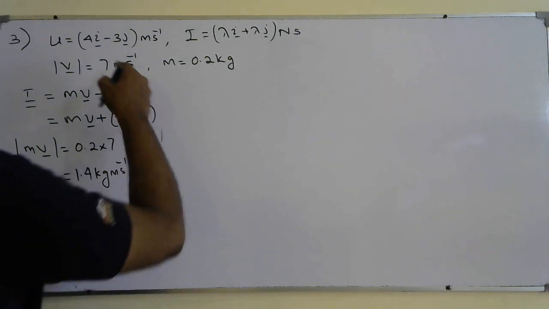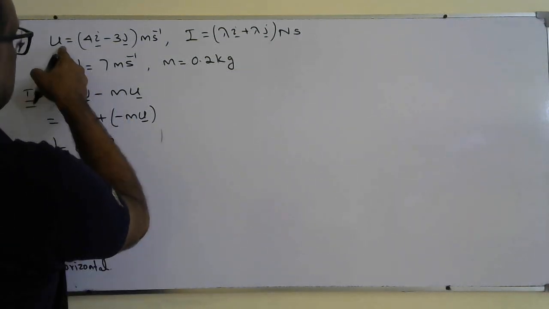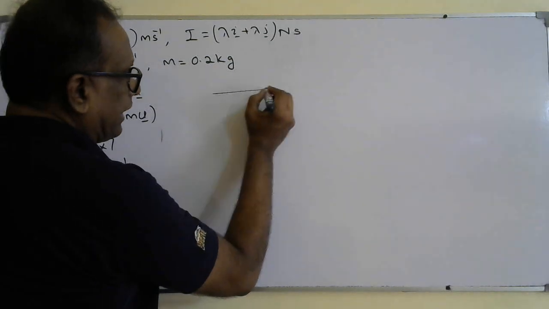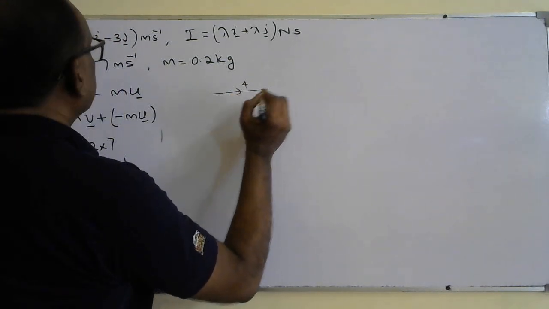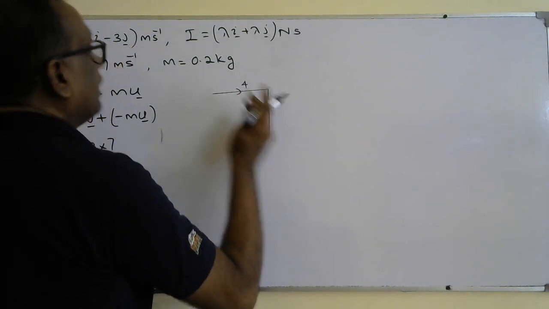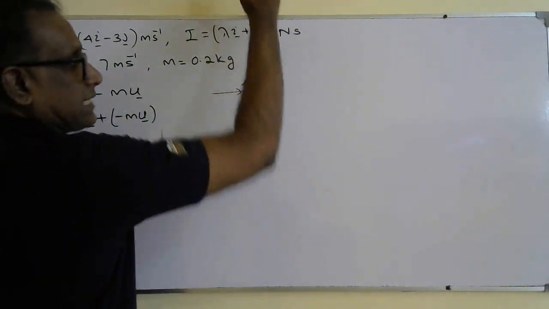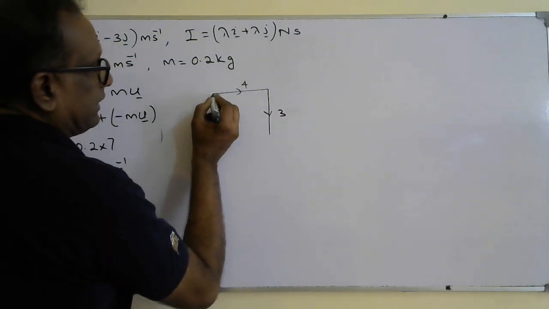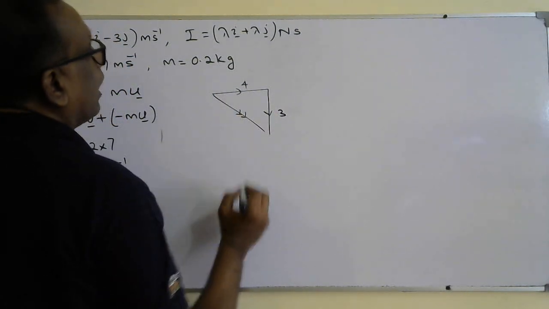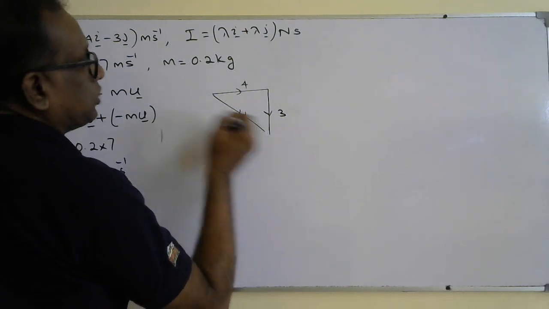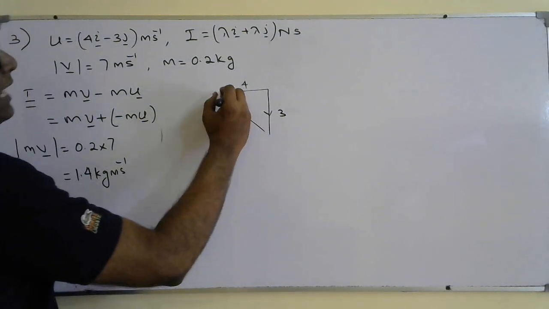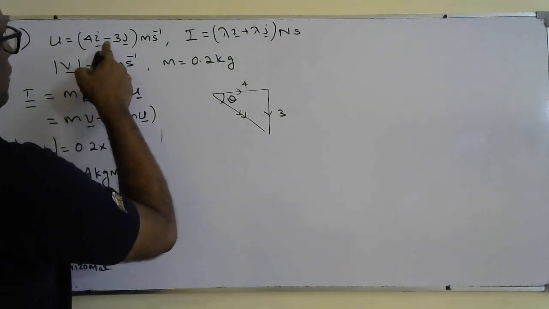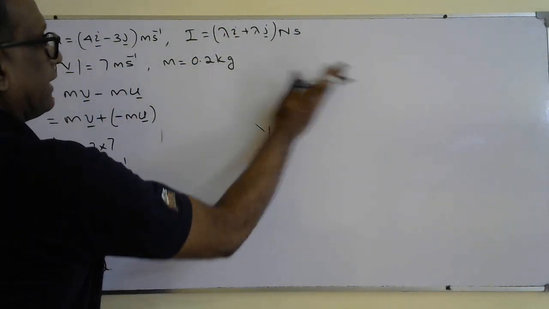Okay, then what's the direction of mu? Look here, u is 4i plus 3j, that is along the direction of i, 4 units. Along the direction of j, it is minus 3, because plus j is up, so minus 3 is downward, 3 units. So this is the direction of u, the u is in this direction. This angle we can find as theta, tan inverse 3 by 4. The magnitude is the square root of 3 squared plus 4 squared. So we'll find the magnitude.